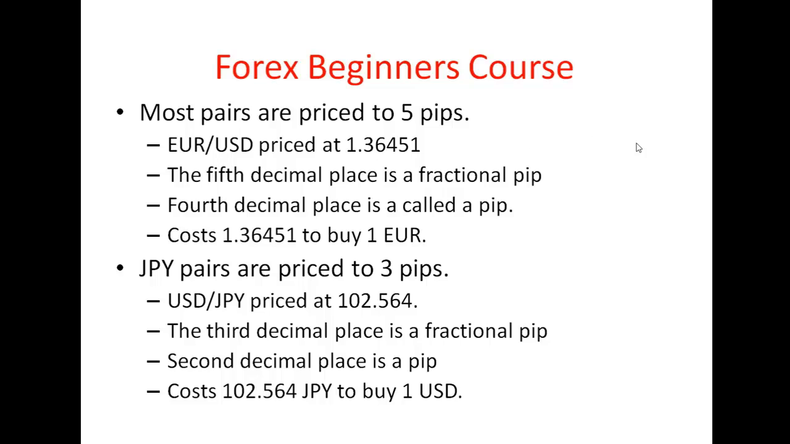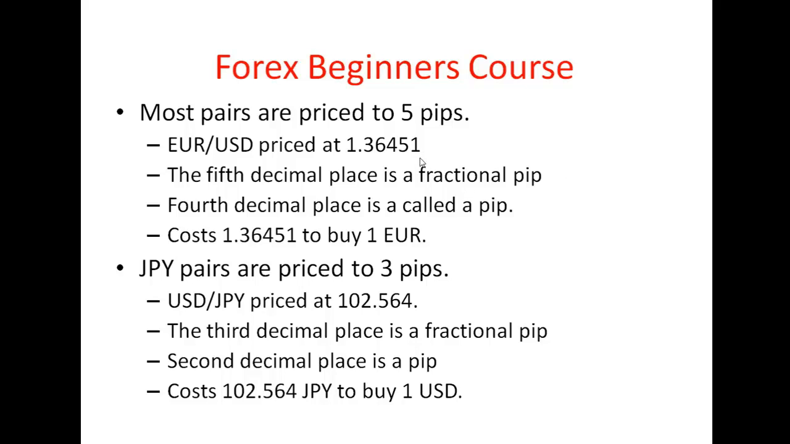Up until a few years ago, we didn't have fractional pip pricing. All we had was 4 decimal places, but now with brokers becoming more competitive, more volume in the Forex markets, online brokers, advances in technologies, all these things, we now have that 5th decimal place, which just makes pricing that much more accurate.